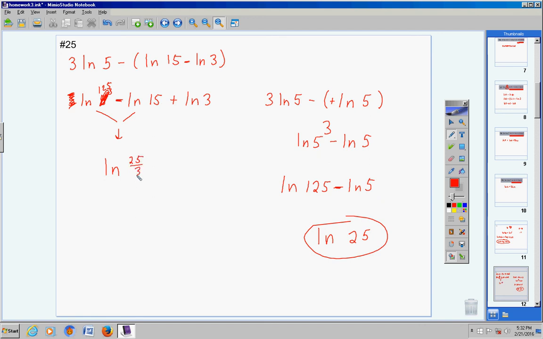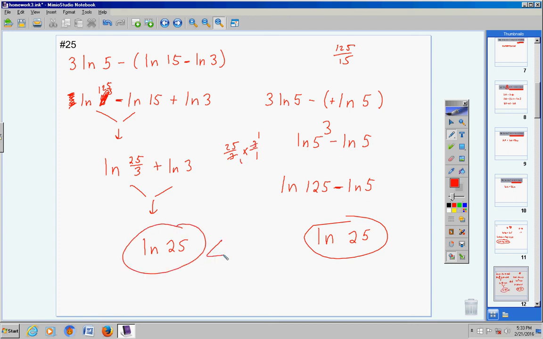Everybody got that? 125 divided by 15 is 125 over 15. Reduce that and you get 25 over 3. Now bring down your other logarithm. Now, these two logarithms have the same base, and they have no number to the left, so we can combine these two logarithms down to one logarithm. Because the two logarithms are adding, we're going to multiply our two arguments. So 25 over 3 times 3 is 25. 25 over 3 times 3 over 1. Your 3's would cancel, leaving you with 25. Either way, you get the same answer. It doesn't matter.